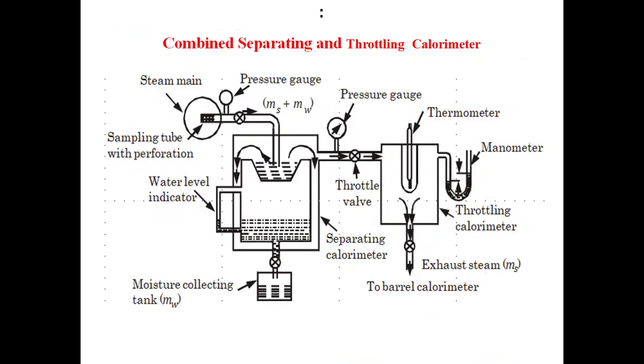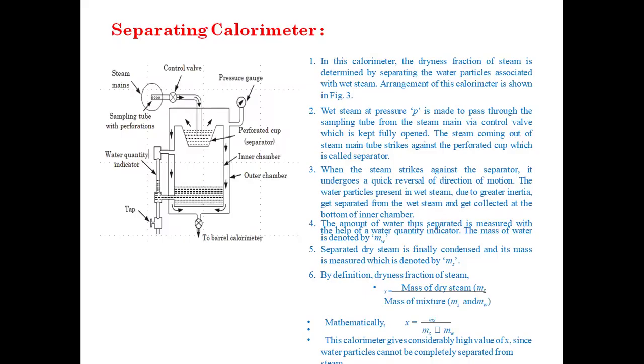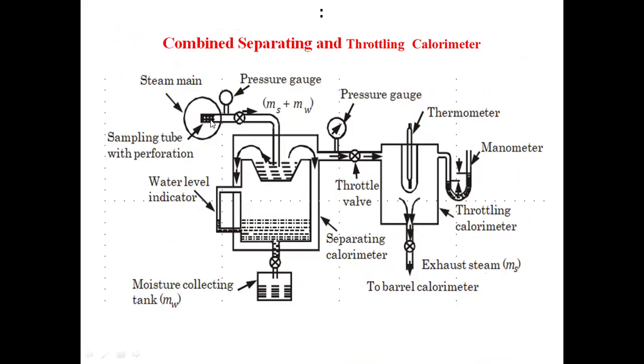Next, very important from the point of view of the examination, the combined separating and throttling calorimeter. This is the steam main, and this is the pressure gauge. You have here the mass of dry steam and mass of superheated steam, mass of water and mass of steam, both passing from the main.